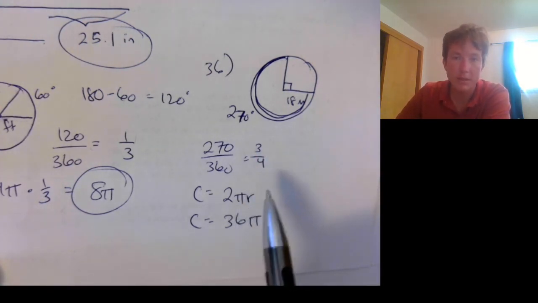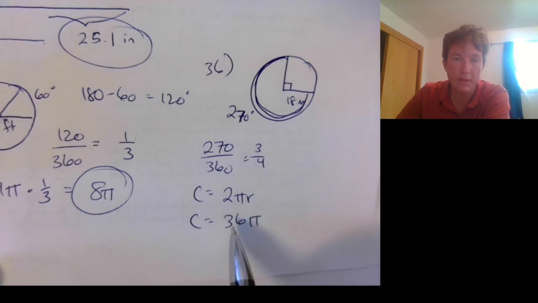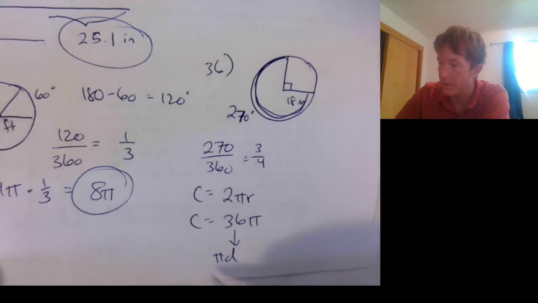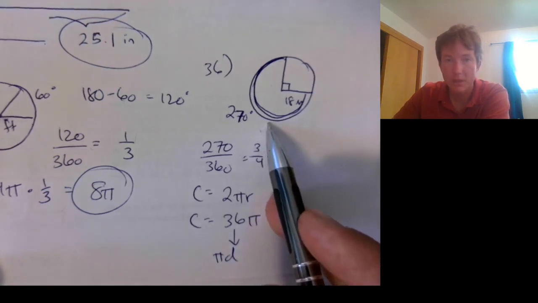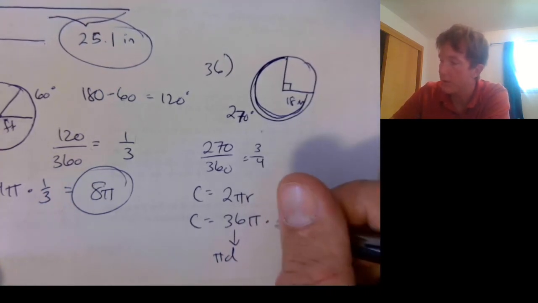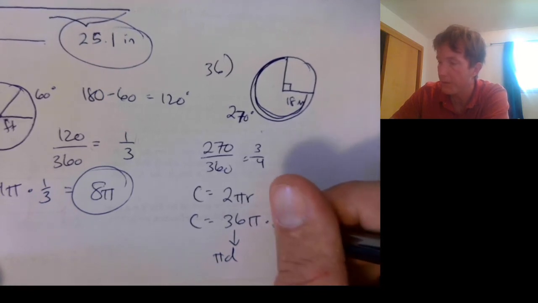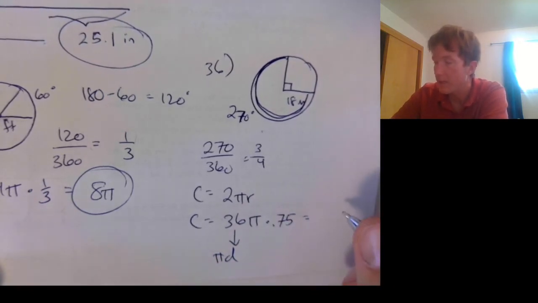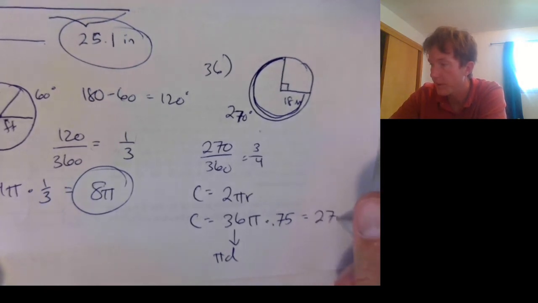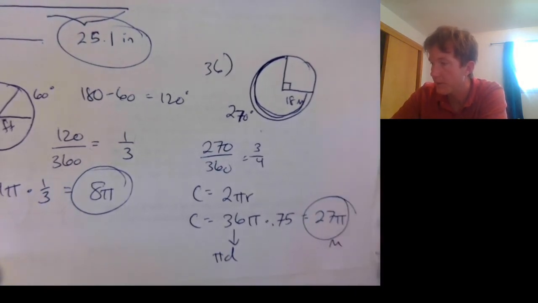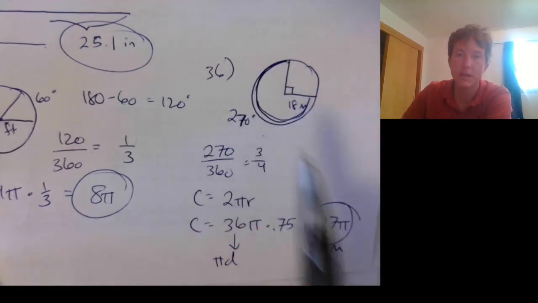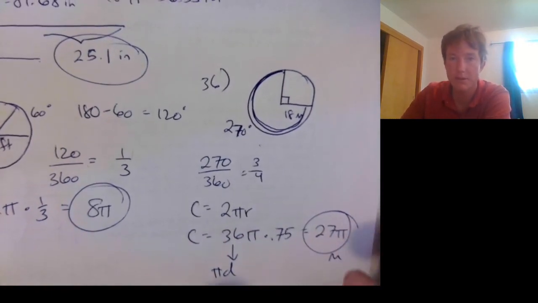So in this case I did that. I multiplied my radius by 2, and then I got the diameter. This is actually going to be pi d. This is pi times the diameter. Okay, so this is the circumference of my circle. I'm looking at 75% of it, so I can multiply this by 0.75, or 3/4. And then I should get, what would that be, 27 pi meters. So this arc here has a length of 27 pi meters.